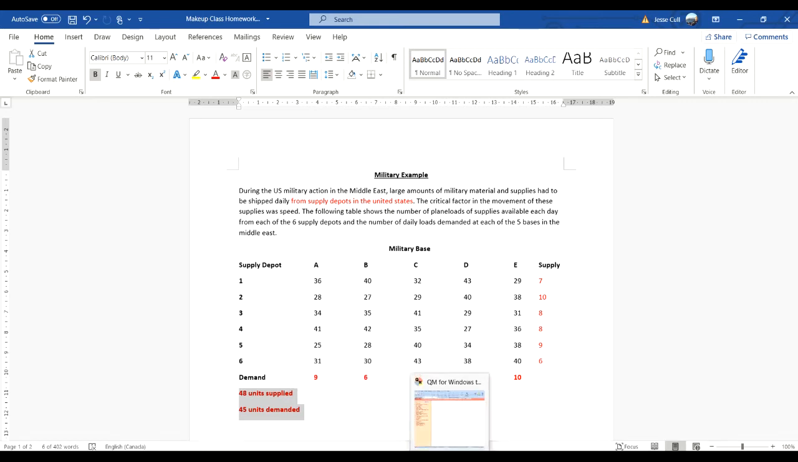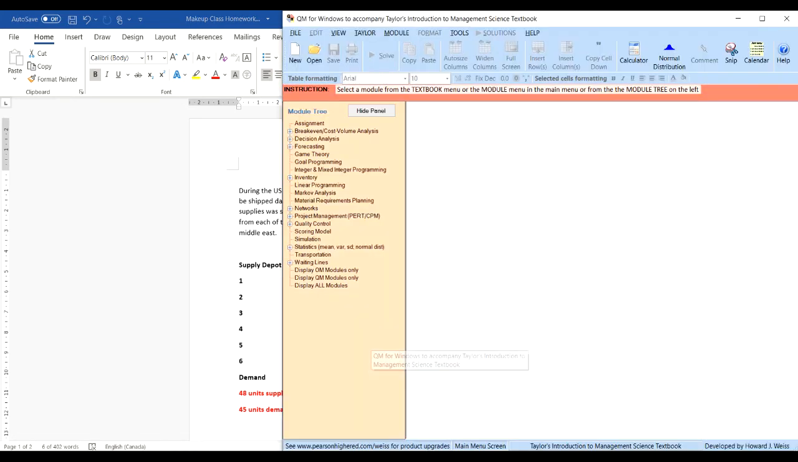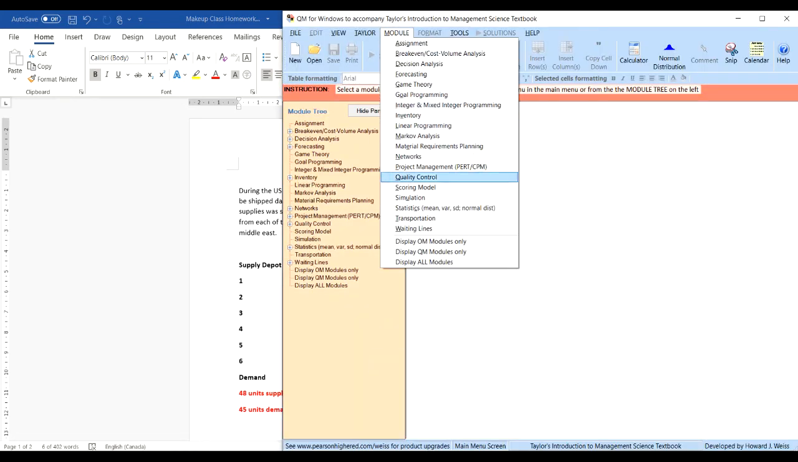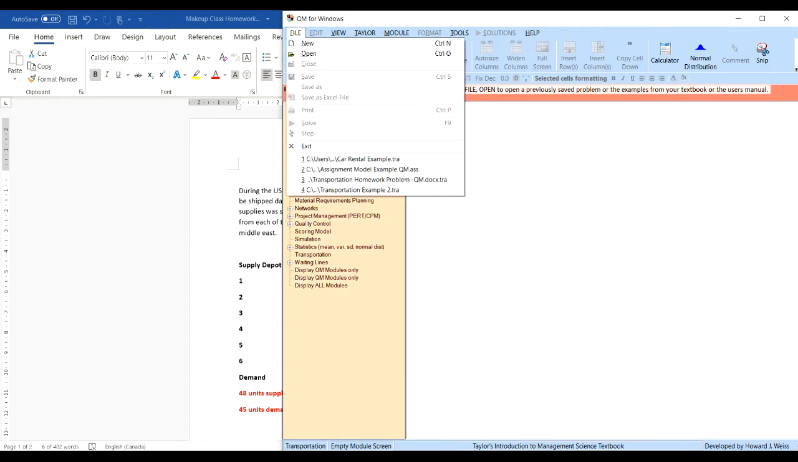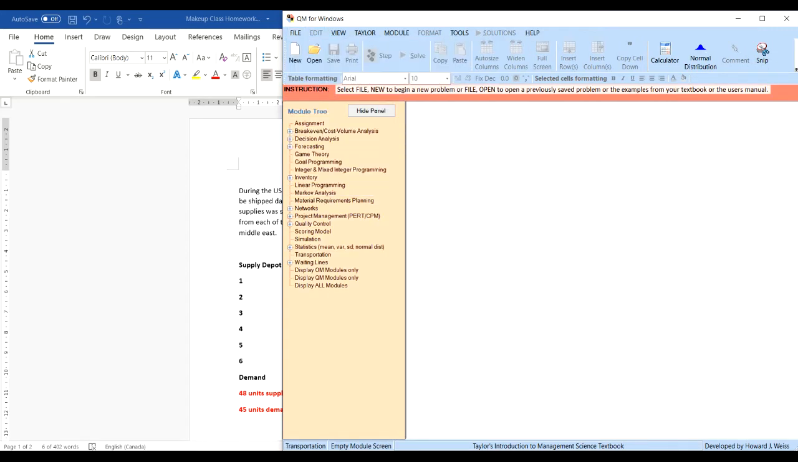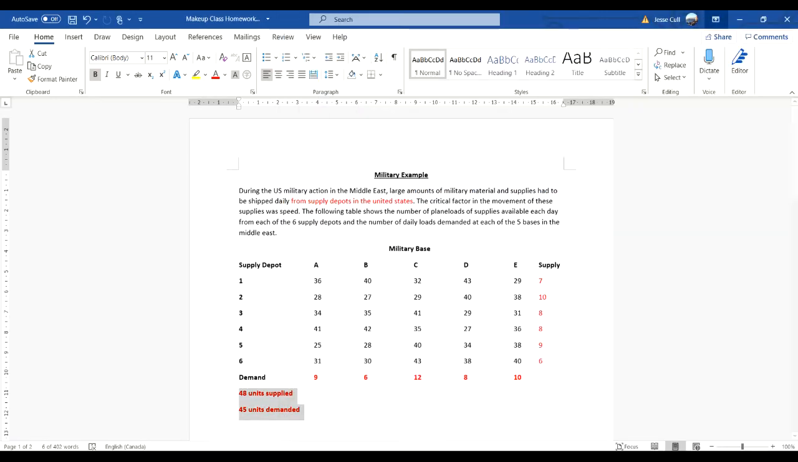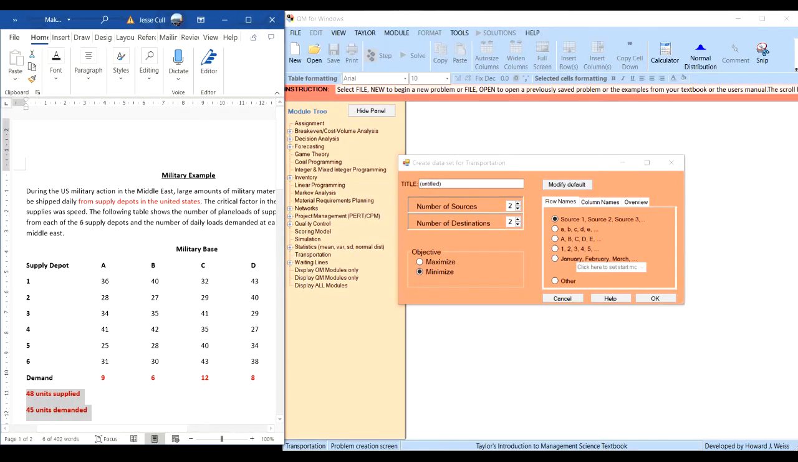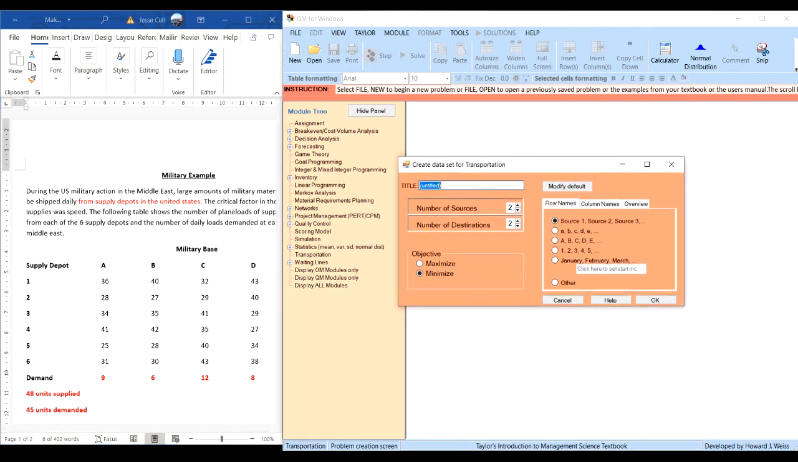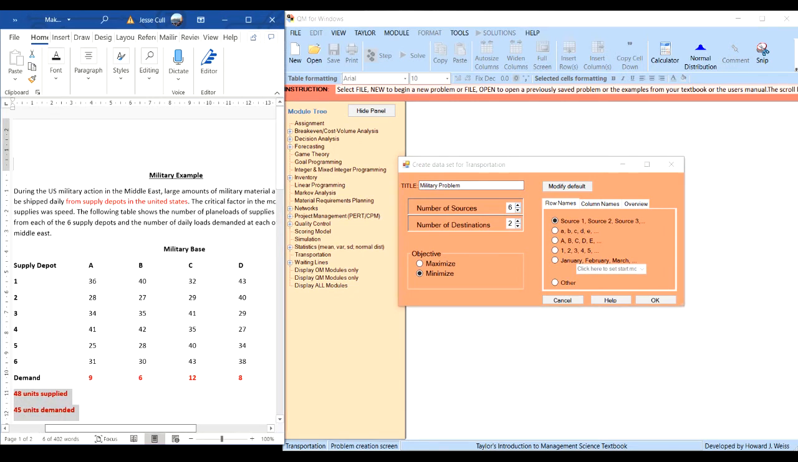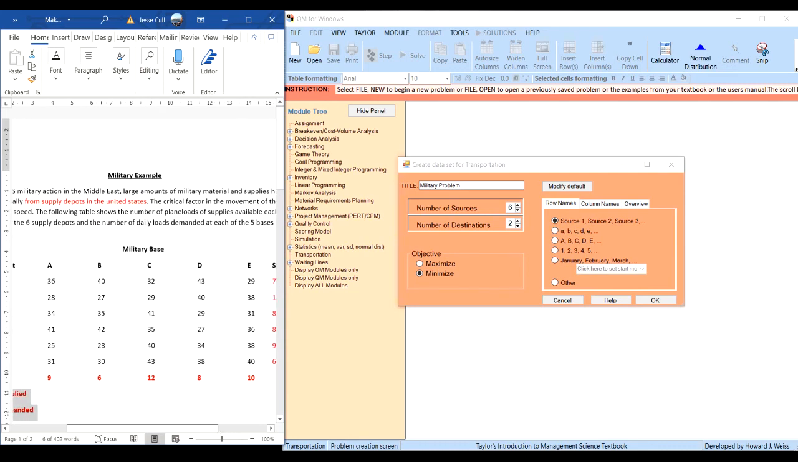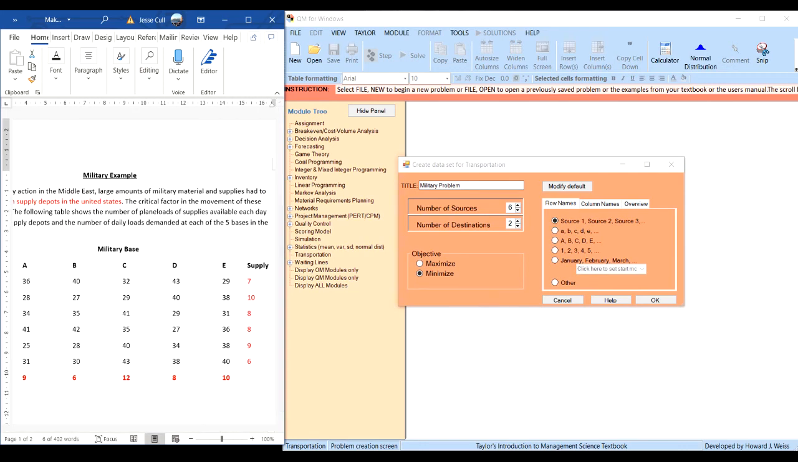Let's go to QM and see what happens. We open a new module, transportation problem. We open a new file. Let's minimize this. So we see that we have 6 sources. Let's call it the military problem. We have 6 sources, and we have 5 destinations, A, B, C, D, E. We hit OK.